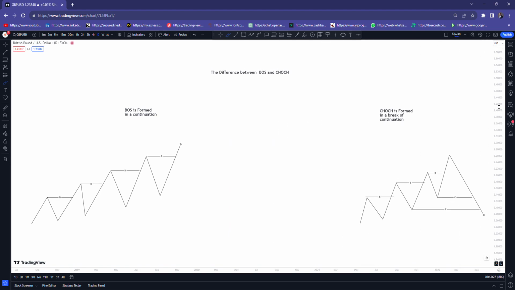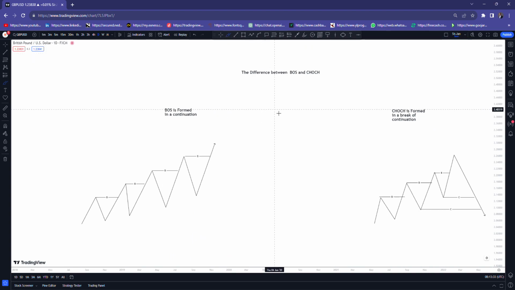Today I'm just giving you the difference between break of structure and change of character. So we're starting with break of structure. Break of structure is formed in a continuation, and then a change of character is formed in a break of continuation. These are their main differences.